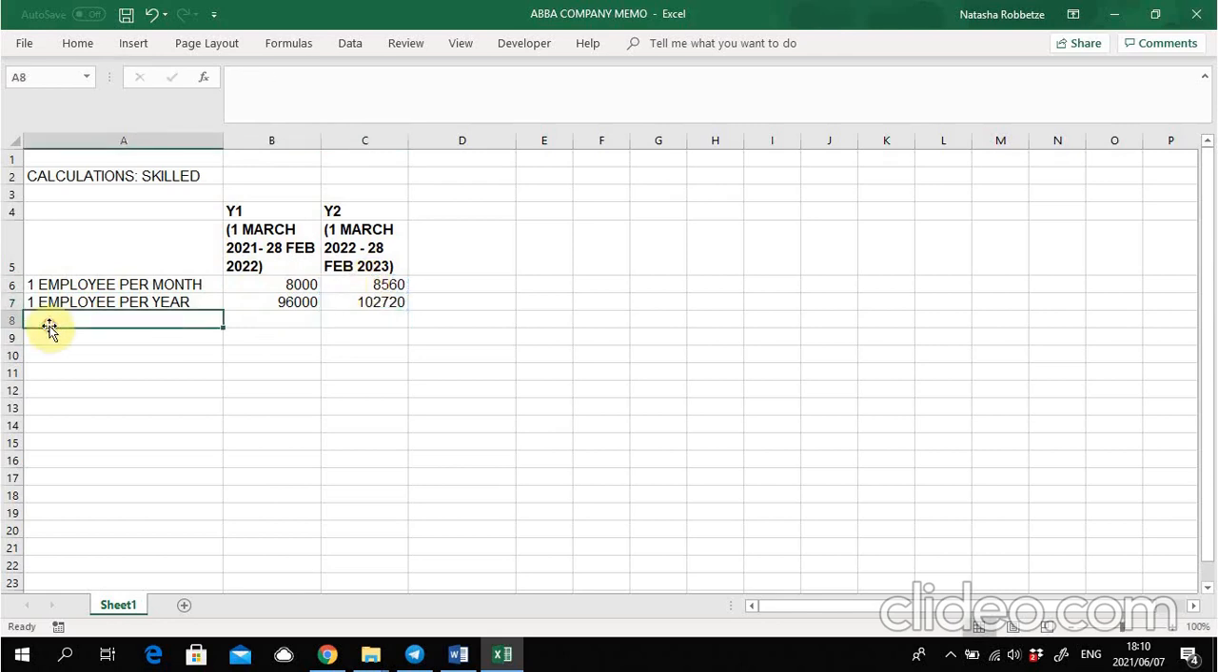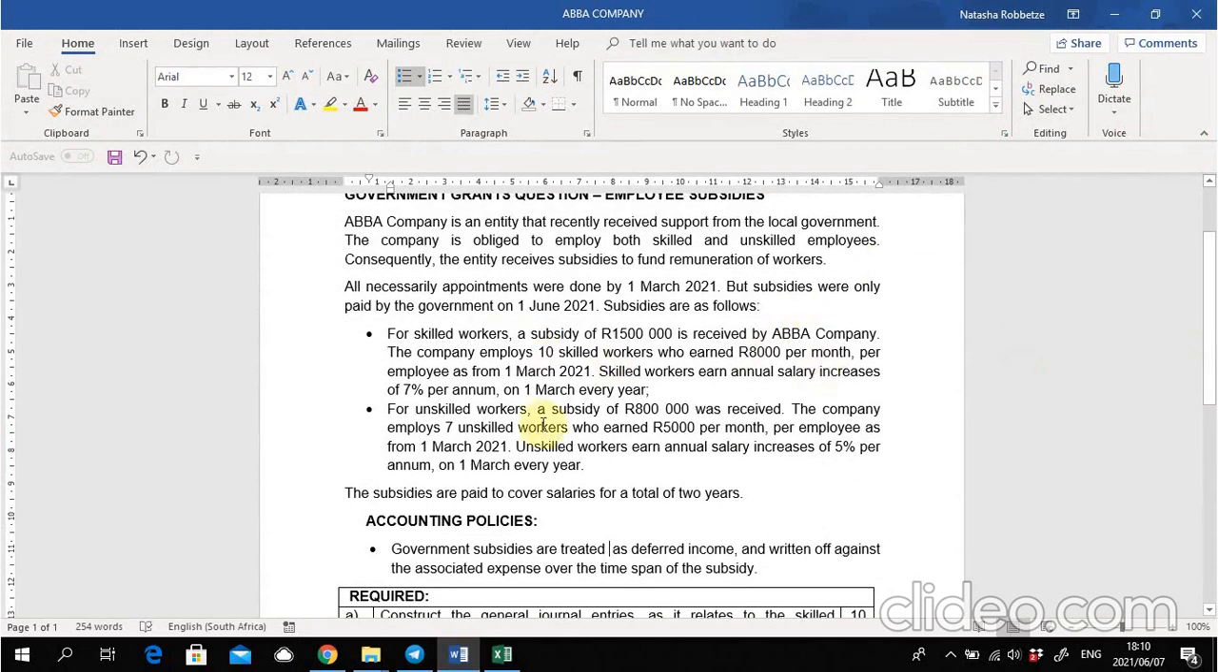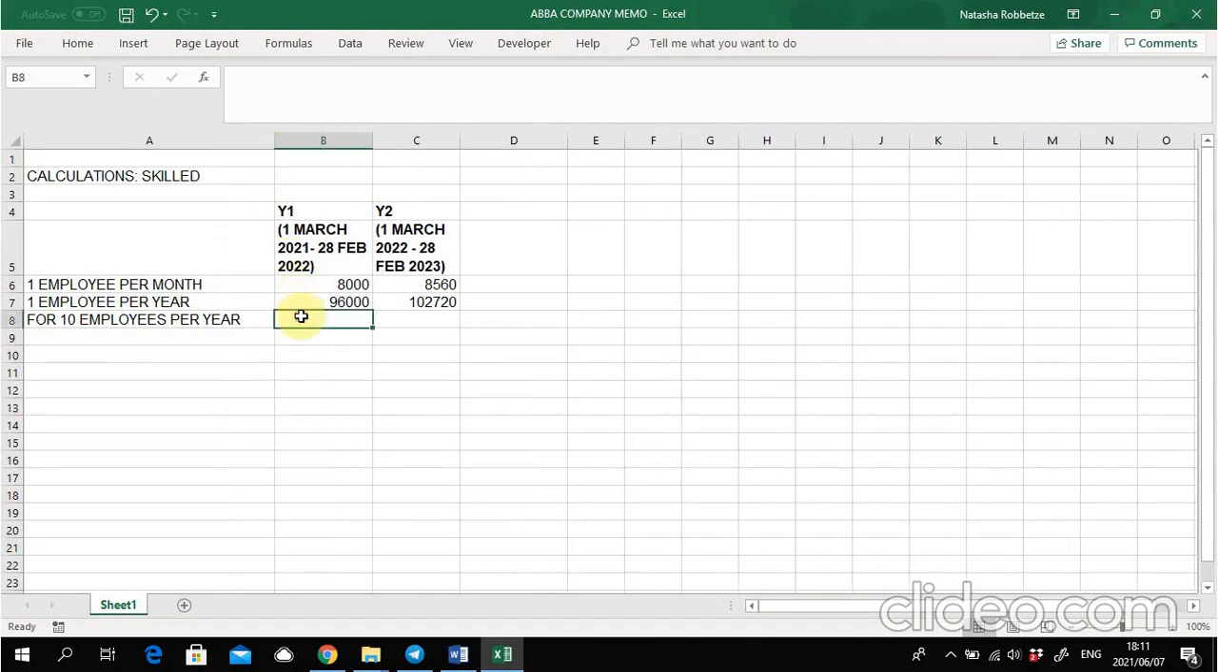And then I need to go and indicate what it would be for all the employees combined. If I look at the question, they tell us that for skilled workers, we had to employ 10 of them. So I'm going to say for 10 employees per year. And therefore, I now need to take the annual amount and times it by 10 so that I can have a salary for 10 individuals.